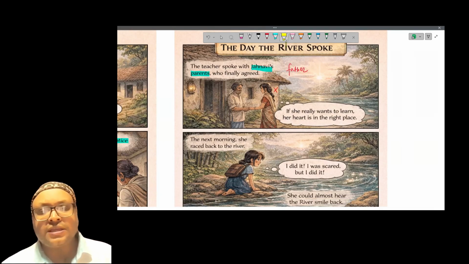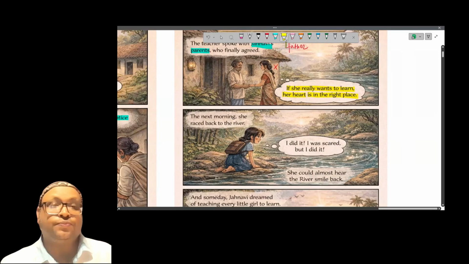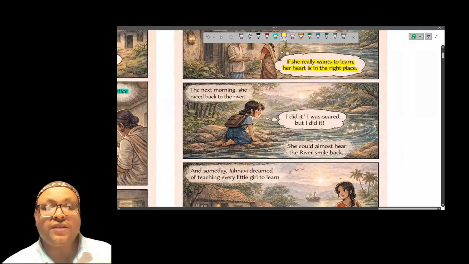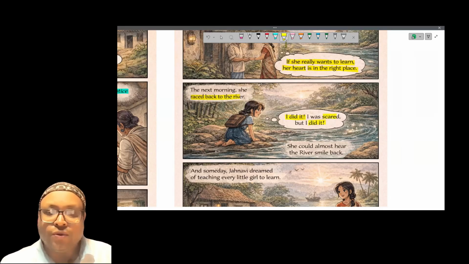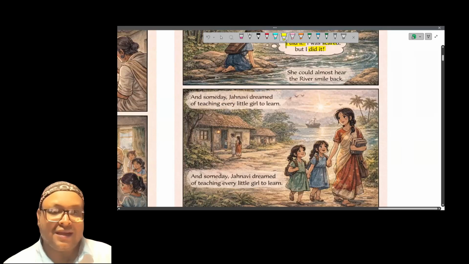It was like this: if she really wants to learn, her heart is in the right place, she should then go to the school. Next morning, she raced back to the river and gave the good news. And she told the river, I did it. I was scared, but I did it. She actually was allowed to go to school and attend classes.